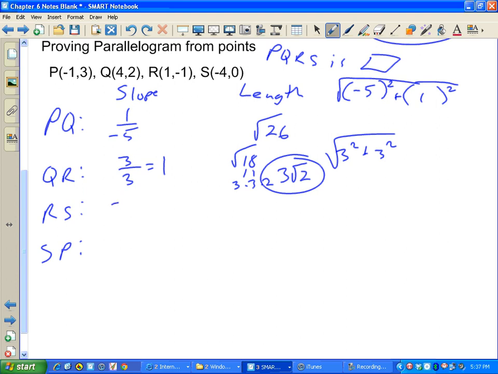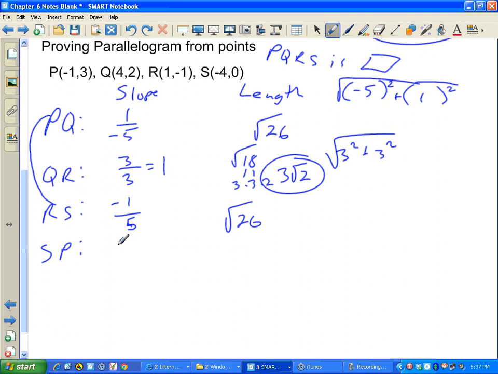Now let's look at RS. Negative 1 minus 0 is negative 1. 1 minus negative 4 is 5. If I do the distance, I'm going to get 5 squared plus 1 squared, which is the square root of 26. If you notice, PQ and RS have the same slope, so at that point, I know they're parallel. They have the same length, so I know they're congruent. And I could really stop right here because I have one set of opposite sides that are both parallel and congruent. If I hadn't been doing the length, I would need to keep going to get both sets of opposite sides parallel.